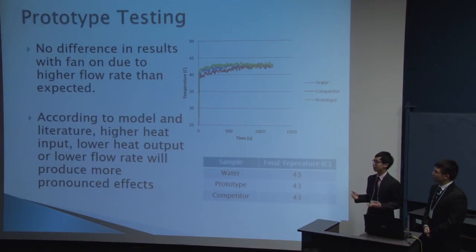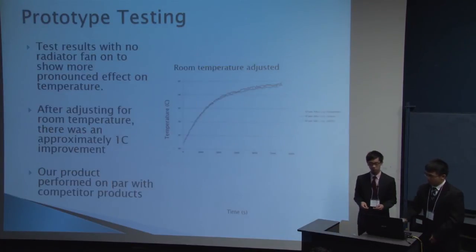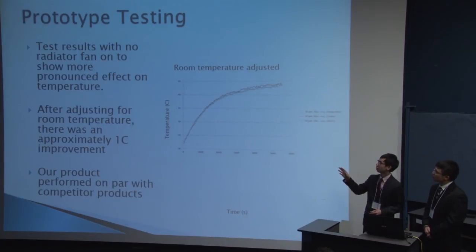In order to match the results of a 30 gallons per hour flow rate, you would either have to increase the heat output of the heating block or CPU, lower the heat output or dissipation from the radiator, or lower the flow rate. In the end, we ran the test without a radiator fan, effectively lowering the heat dissipation from the radiator.